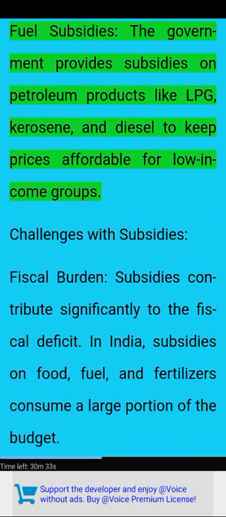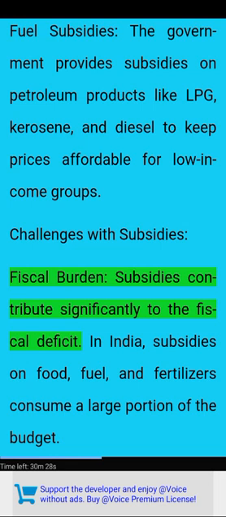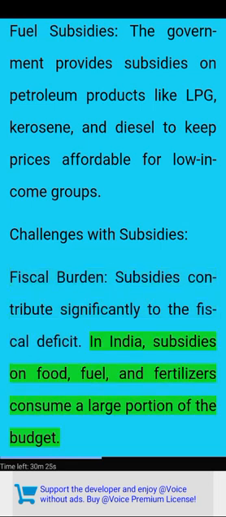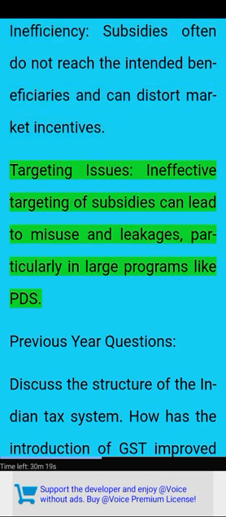Fuel subsidies. The government provides subsidies on petroleum products like LPG, kerosene, and diesel to keep prices affordable for low-income groups. Challenges with subsidies. Fiscal burden. Subsidies contribute significantly to the fiscal deficit. In India, subsidies on food, fuel, and fertilizers consume a large portion of the budget. Inefficiency. Subsidies often do not reach the intended beneficiaries and can distort market incentives. Targeting issues. Ineffective targeting of subsidies can lead to misuse and leakages, particularly in large programs like PDS.